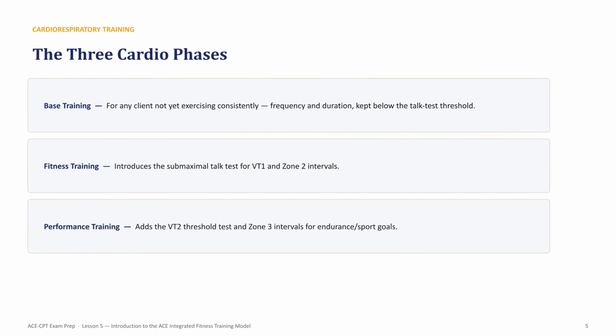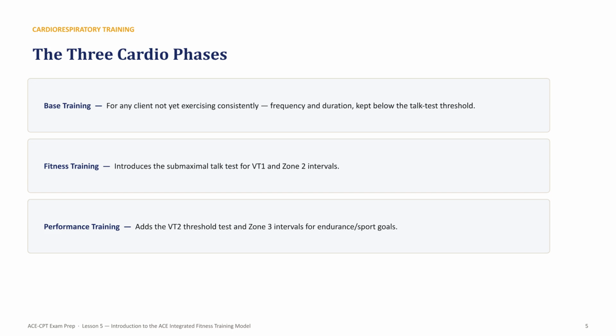Now, let's break down the 3 cardio phases in detail. Base training is where you start with any client who isn't yet exercising consistently. The focus here is simply frequency and duration, building the habit, and intensity is deliberately kept below the talk test threshold, so the client isn't gasping through every session.